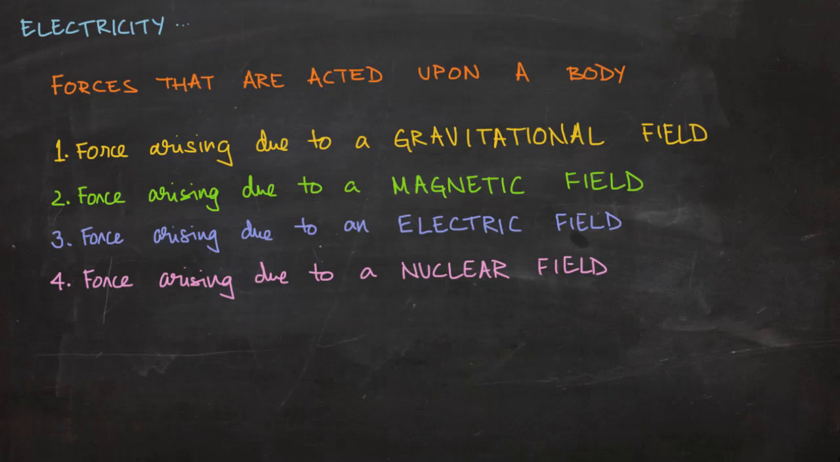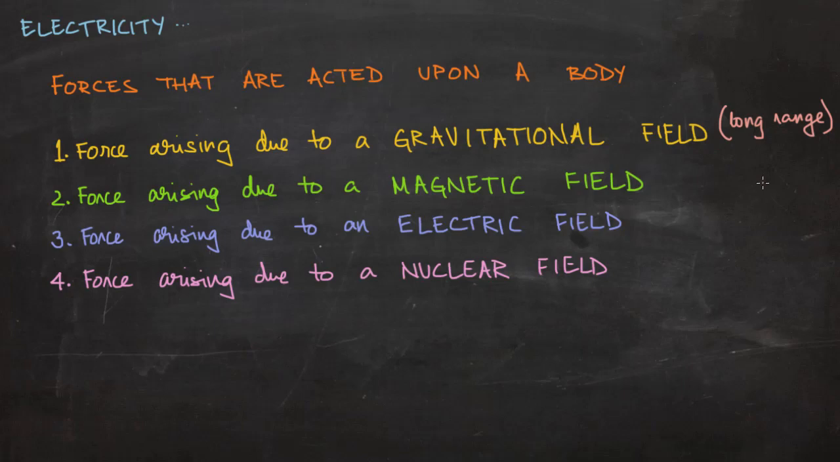So going from top to bottom, that is moving from a gravitational field to a nuclear field, the strength of force increases while the distance at which these forces are effective keeps on decreasing. When we talk about the range of these forces, the gravitational fields are long range forces. That is, they operate at large distances.